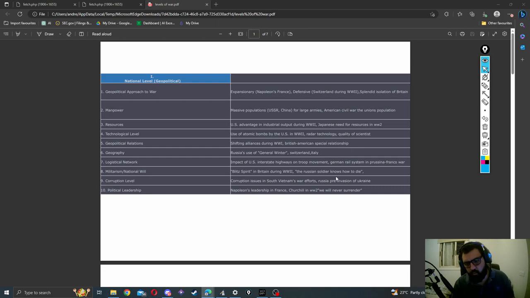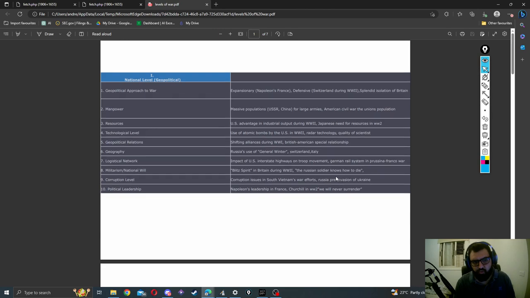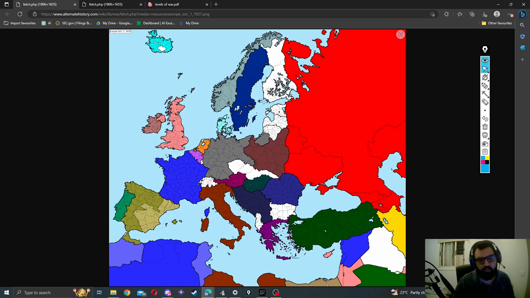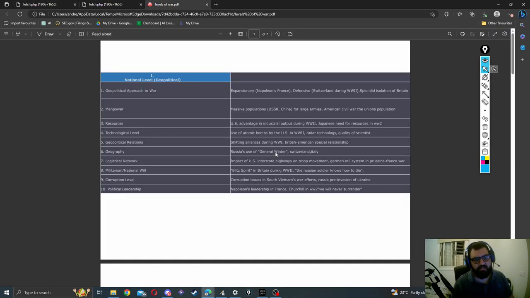Firstly, we're going to see war in the sense of four stages. First of all, we have the national level. That's the geopolitical position of a nation. For example, this is the map of World War II, prior to the war. If we look at Germany specifically here, what is the position of such a state? And how do such a state's geography, manpower, resources, technology, its relations, the network of logistics, the militarism that exists, the nationalism that exists, the levels of corruption, the rule of law, the informal and formal institutions, who governs the country, how does all that influence that country going into war?